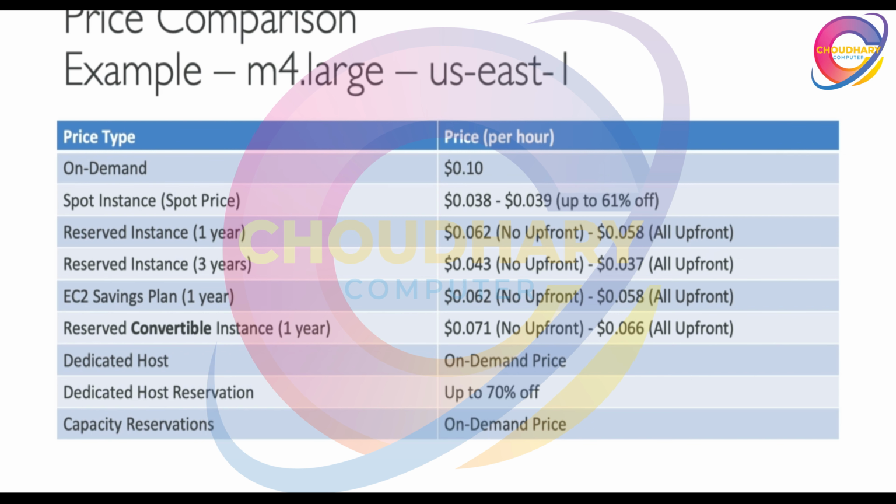In terms of price comparison, I've just put together this table to give you one example at one point in time. So I took an M4 large in US East 1, and the on-demand price is 10 cents, but then the spot price is going to be up to, for example, 61% off in my example. Then if you want to reserve your instance, as you can see, you have different pricing if you wanted to have it for 1 year, for 3 years, and pay no upfront or all upfront. Same for the EC2 savings plan. We see that it is the same as the reserved instance discount. We also get reserved convertible instances, and we have dedicated host, which is at the on-demand price. The dedicated host reservation, which is up to 70% off because you reserve your host, and capacity reservation, again at the on-demand price.